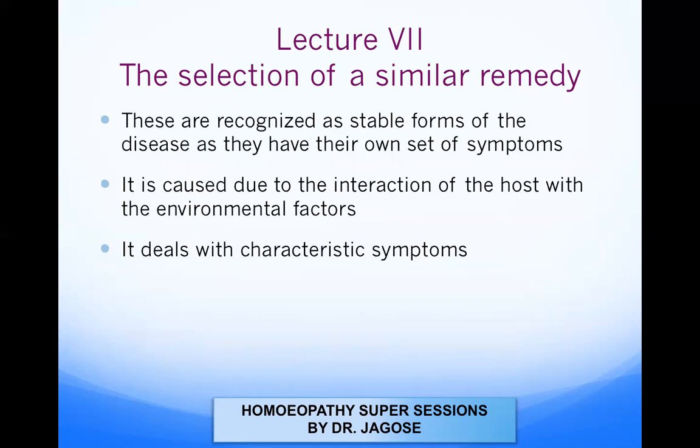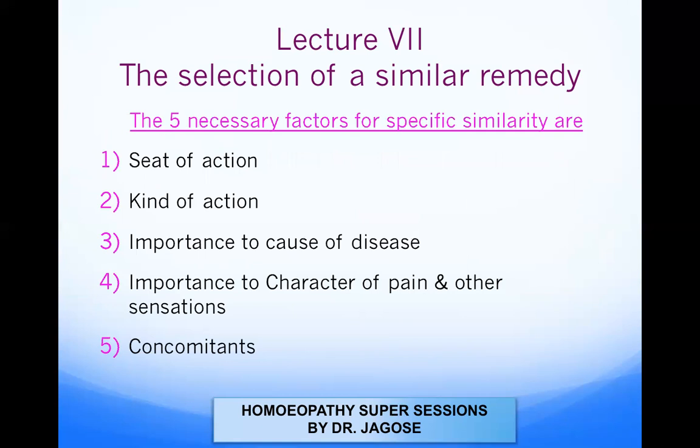These are recognized as stable forms of diseases and they have their own set of symptoms. Pneumonia will have pneumonia symptoms. Cirrhosis of liver will have different sets of symptoms. It is caused due to interaction of host with the environmental factors. So naturally, there's an agent-host-environment reaction which takes place, as a result of which the interaction is there and the symptoms are there. So specific similarity deals with the characteristic symptoms.